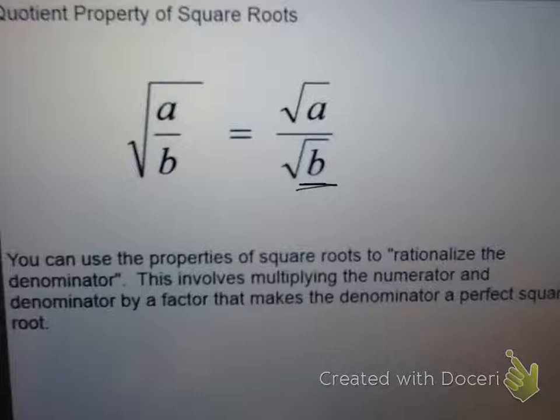The process of getting rid of the radical in the denominator is called rationalizing the denominator. This involves multiplying the numerator and the denominator by a factor that makes the denominator a perfect square. Usually it's multiplying by itself.